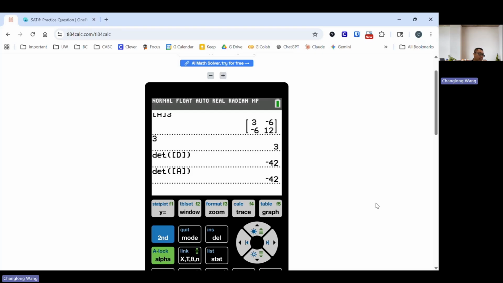So what do we get for X? It's -42 divided by -42. That will be 1, right? So that's the solution for X. You do that for the Y and the Z, right? You should get it.